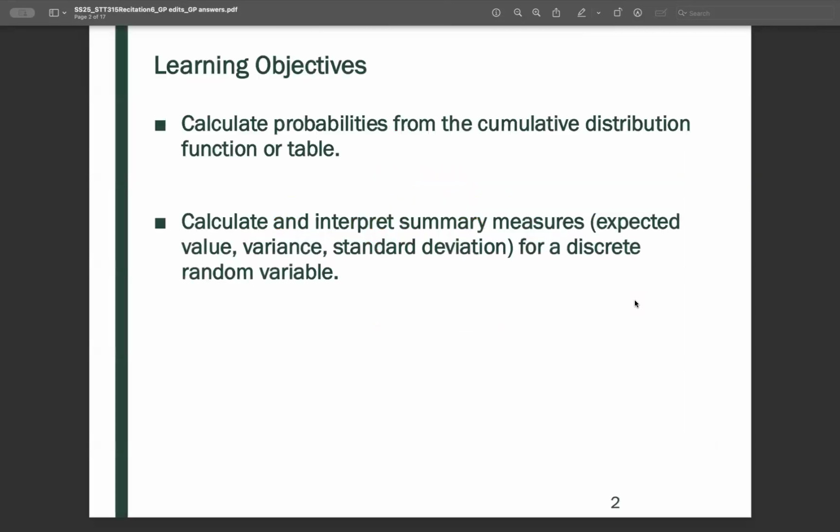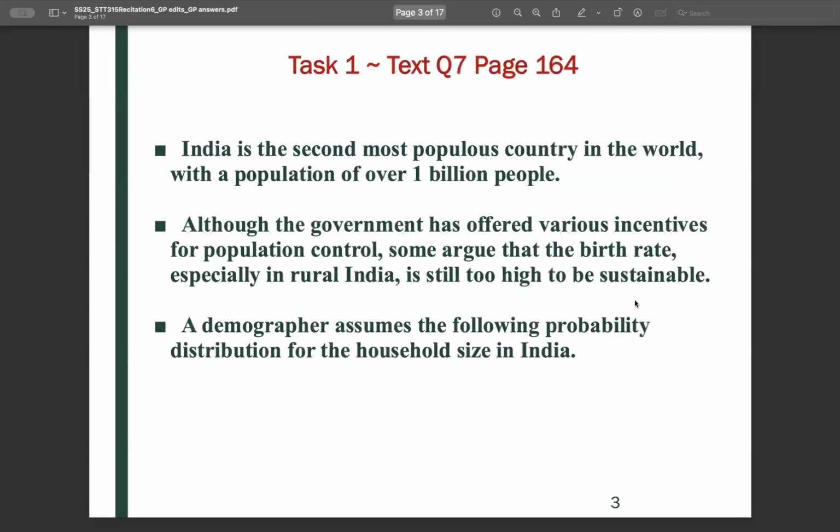So our learning objectives are to calculate probabilities from the cumulative distribution function or table, and calculate and interpret summary measures: expected value, variance, and standard deviation for a discrete random variable.